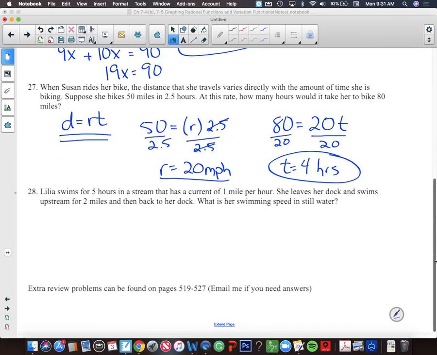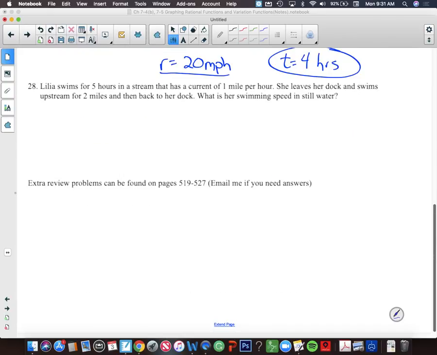28, those are the ones that are a little bit harder. Okay, and I don't think I have one like this on the test. On the retake, I think I might have something like this. Okay, but we're swimming for 5 hours. We can use the distance equals rate times time scenario in a stream that has a current of 1 mile an hour. She leaves her dock and swims upstream for 2 miles and then back to her dock. So what's her swimming speed in still water?